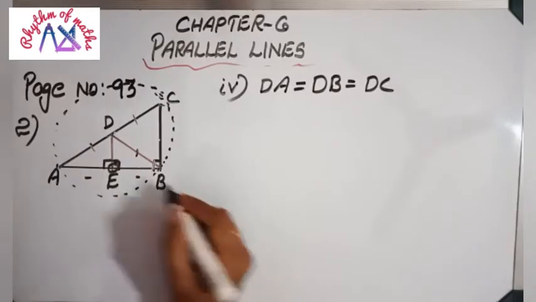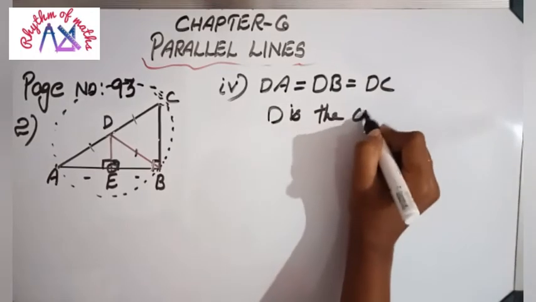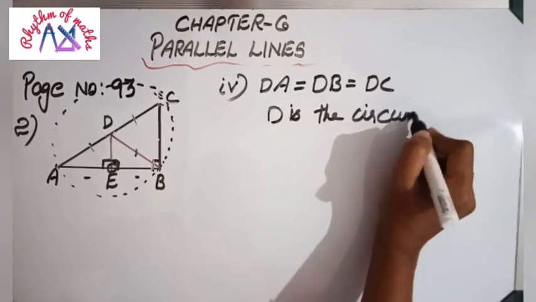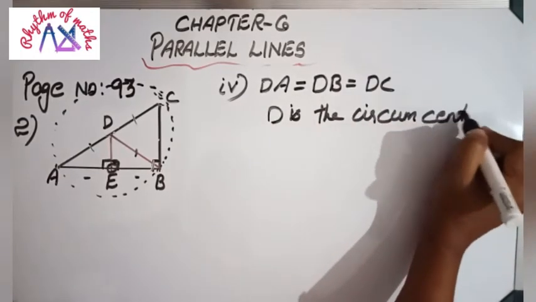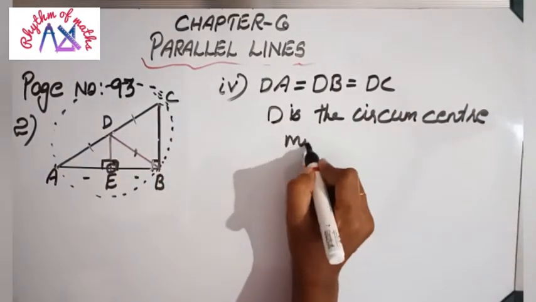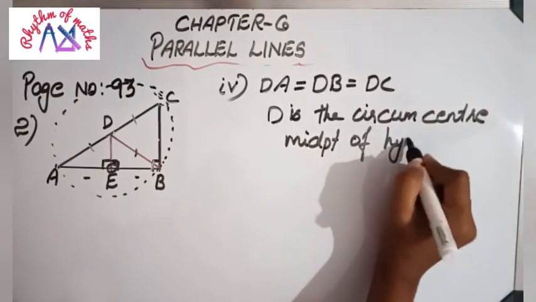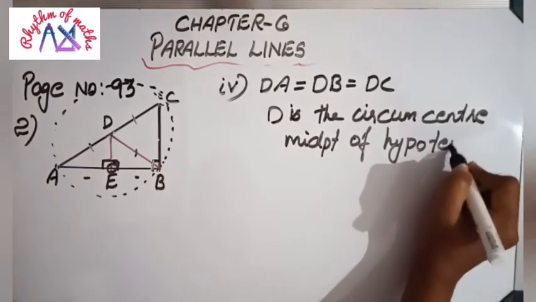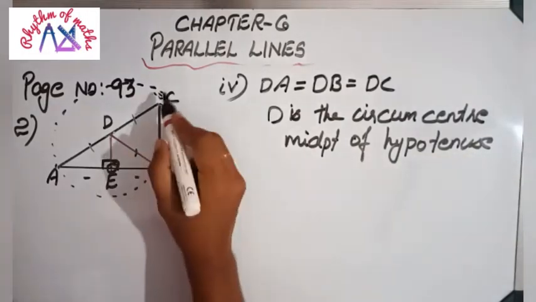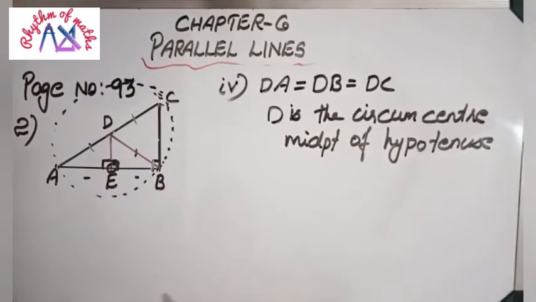That means what we can say? D is the circumcenter. D will be the circumcenter. And in the question it is given that this point D is what? Midpoint of the hypotenuse. So we can say that the circumcenter of a right triangle will be the midpoint of the hypotenuse. So that is the fourth sub question's answer.